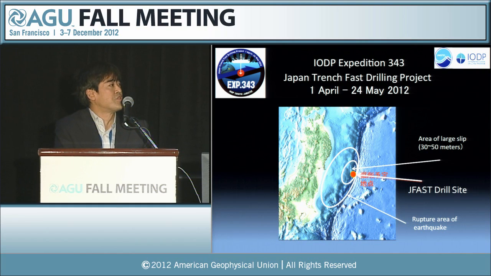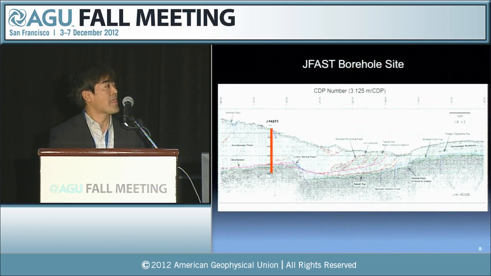So the expedition left on April 1st. We were out there for about 2 months, drilling at a site very close to the trench. It was about 200 kilometers east of Sendai. This is the actual site. The target is the plate boundary, which you can see by this very strong seismic reflector. And here it's about 800 meters below the sea surface, the sea bottom.